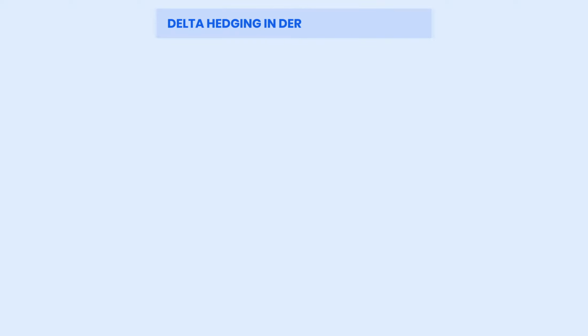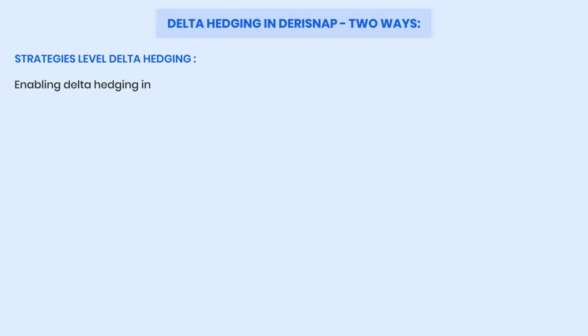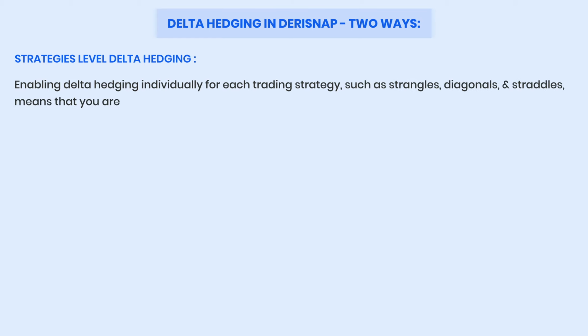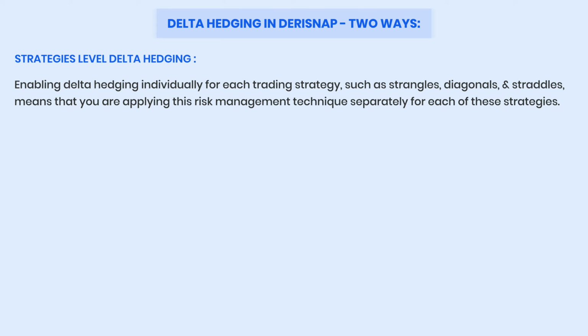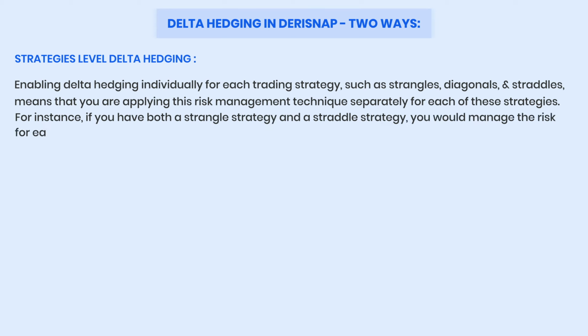Delta hedging in Derisnap can be done in two ways. Strategies level delta hedging. Enabling delta hedging individually for each trading strategy, such as strangles, diagonals, and straddles, means that you are applying this risk management technique separately for each of these strategies. For instance, if you have both a strangle strategy and a straddle strategy, you would manage the risk for each of these strategies independently.